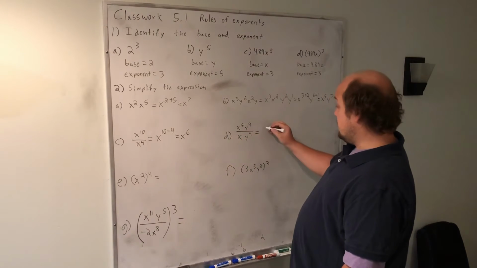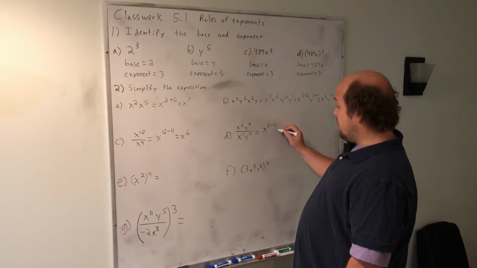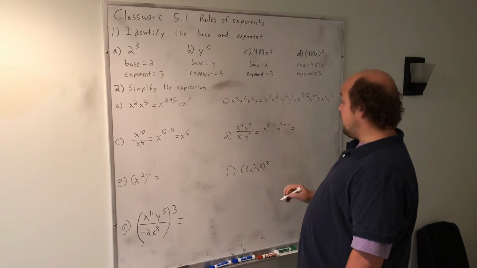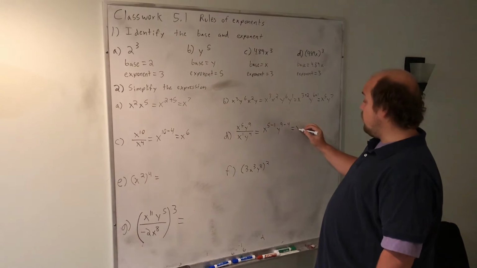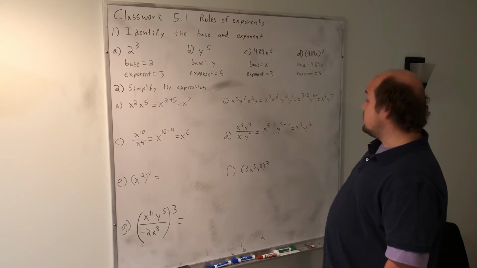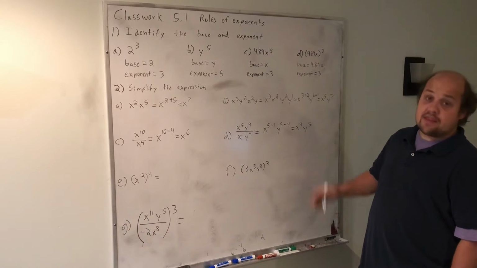So for the x's, I have 5 on top and understood 1 on bottom, so it becomes 5 minus 1. For the y's, I have 9 on top, 4 on bottom, so it becomes 9 minus 4. 5 minus 1 is 4. 9 minus 4 is 5. So I get to my final answer, x to the 4th, y to the 5th.